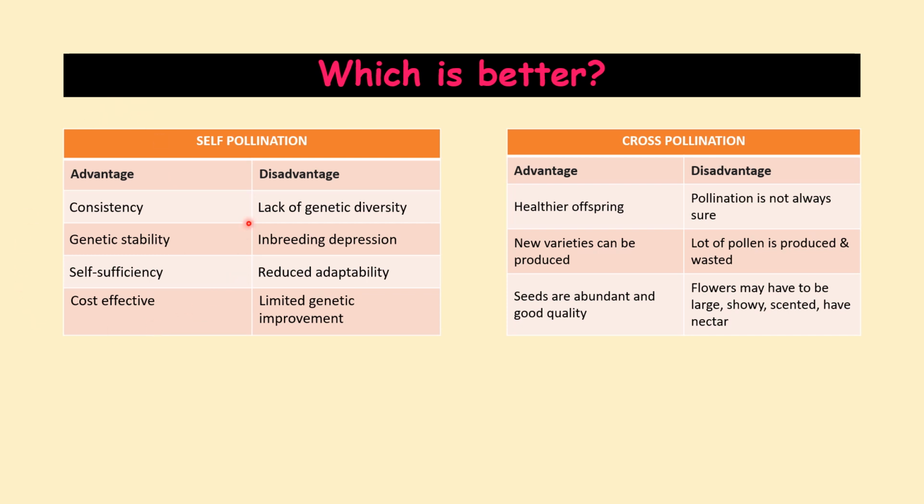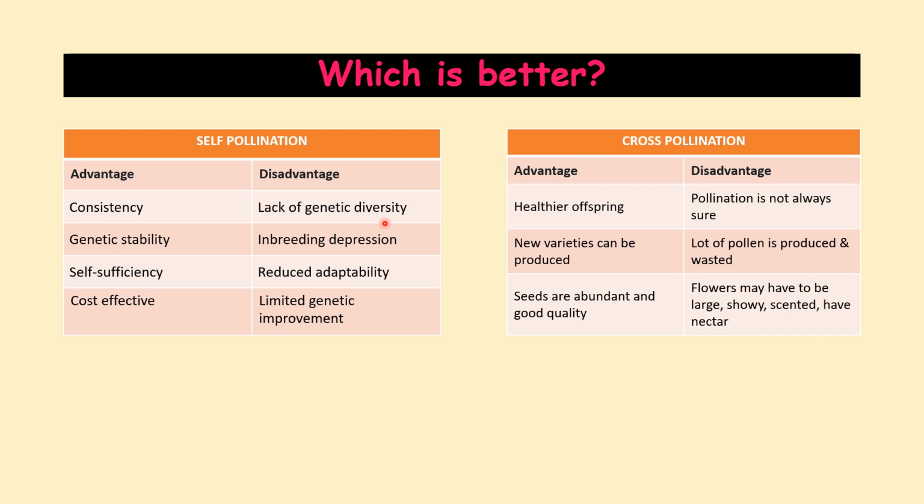However, the disadvantage of self-pollination is just the reverse of this genetic stability. There is a lack of genetic diversity. Genetic diversity is very important because that is what helps any organism to adapt to changes. And like they say, survival of the fittest.